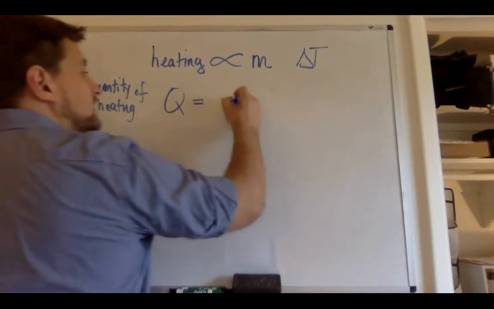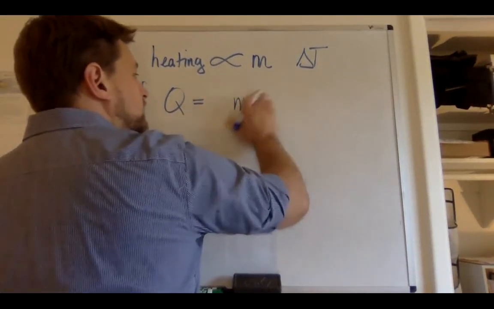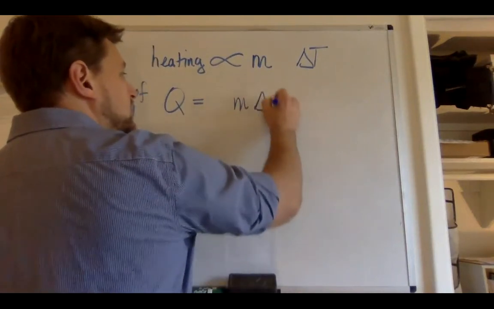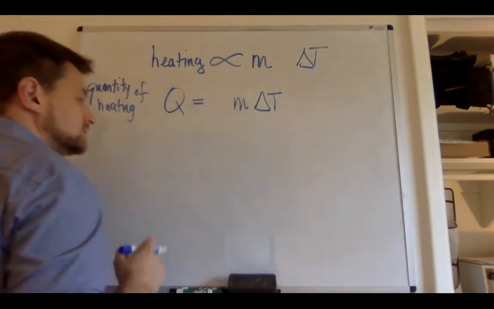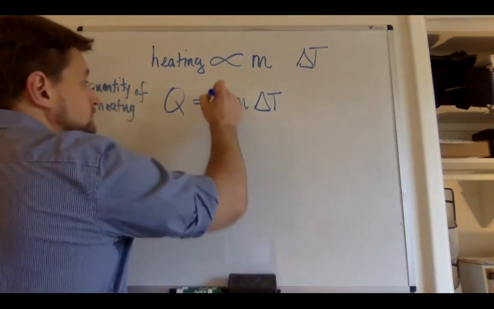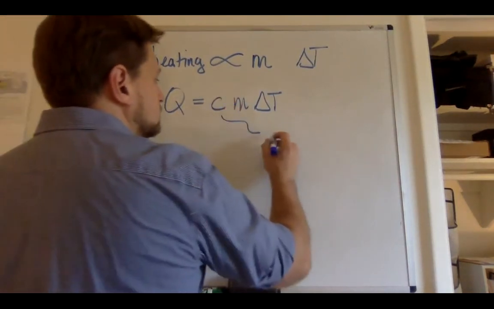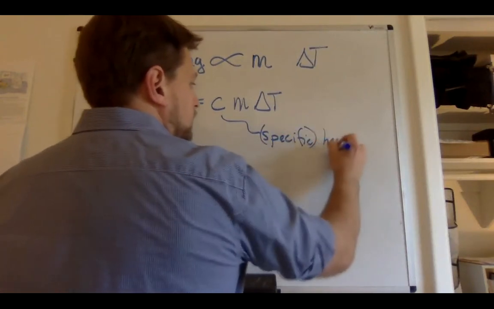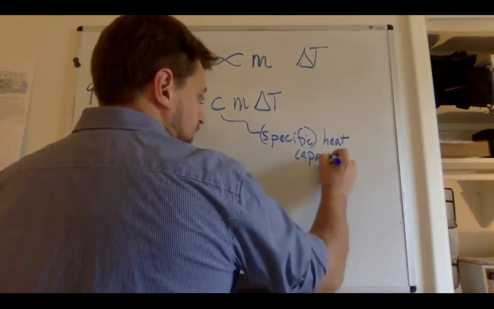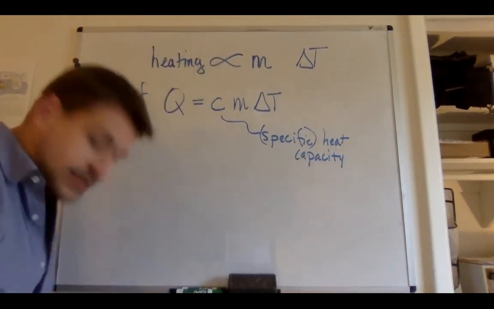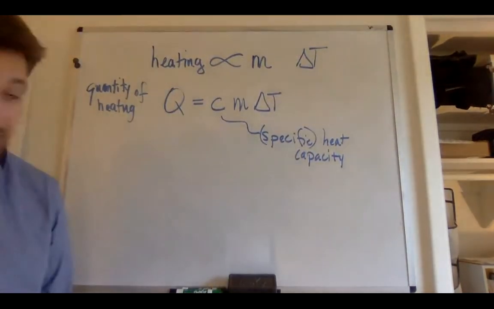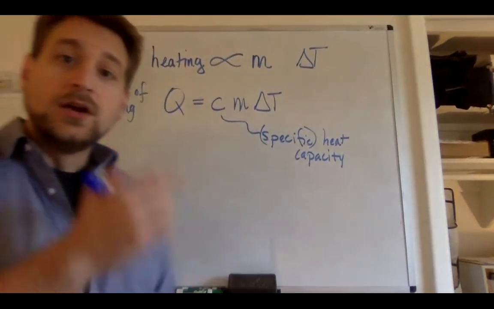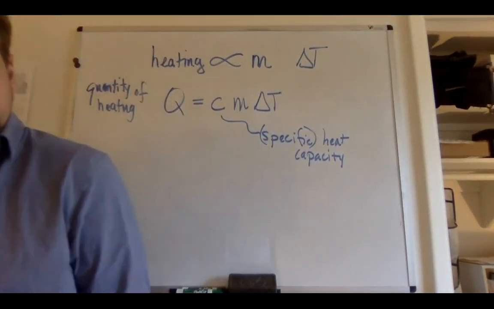And we can relate that to the mass and the temperature change if we talk about the heat capacity, and in this case, the specific heat capacity, because it depends what the object is. Is it water? Is it aluminum? What is it that we're trying to change the temperature of?